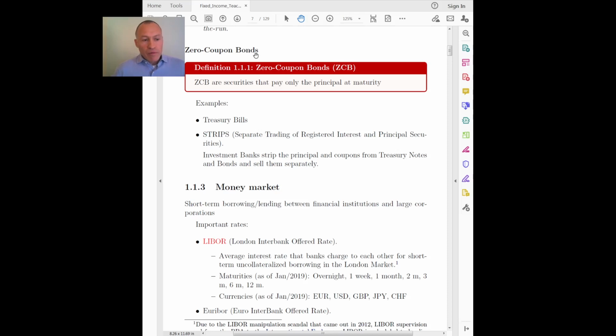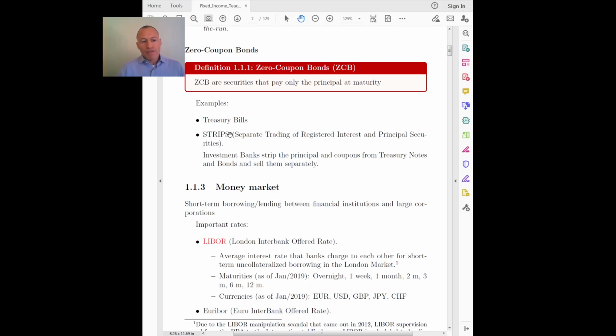One important type of bonds are what we call zero coupon bonds. And as the name suggests, these are bonds that do not pay coupons. There's a zero interest rate, and therefore, they only pay the principal at maturity. So one example are the Treasury Bills. Those government-issued securities mature in less than 1 year. Typically, they don't have an interest rate. So they are zero coupon bonds.